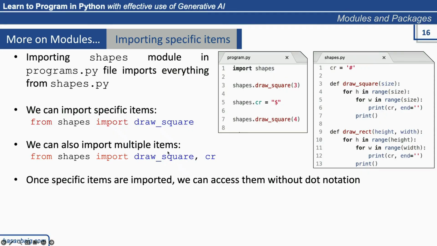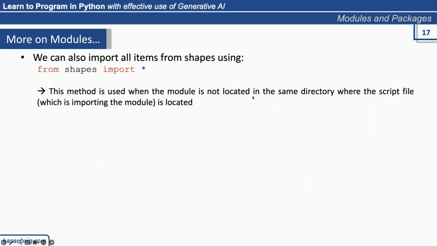So from shapes, we have already specified what we are importing, so we can directly call them without specifying shapes dot the entire thing. We can also import all items using from shapes import asterisk. So what is the difference between import shapes and from shapes import asterisk? Import shapes assumes that shapes is already located in the same directory where your main file is located, but in this case it may be placed in some other directory. So you can specify the file path, for example, from abc.shapes import everything.